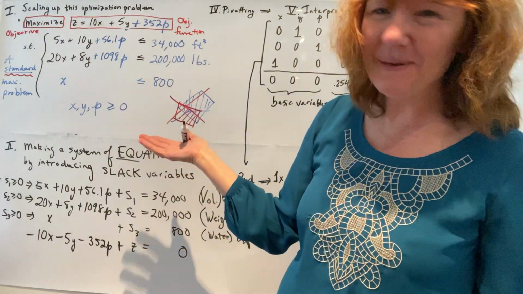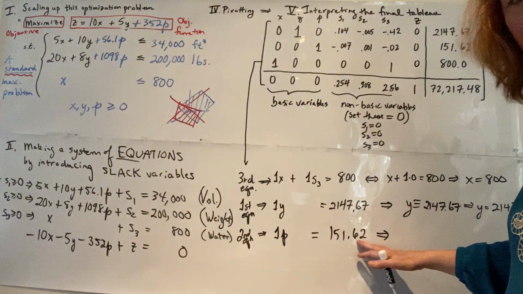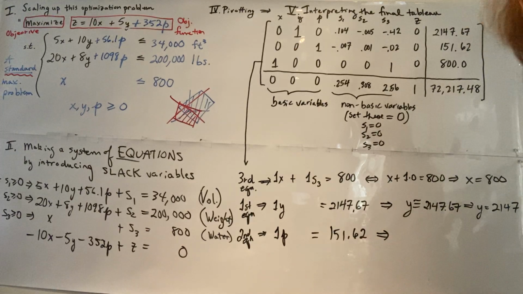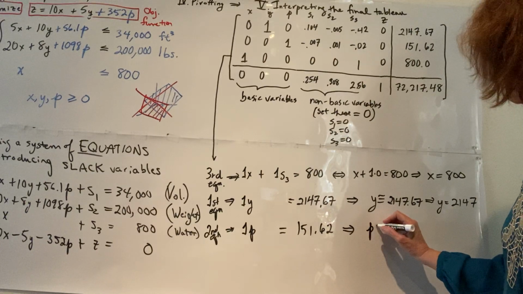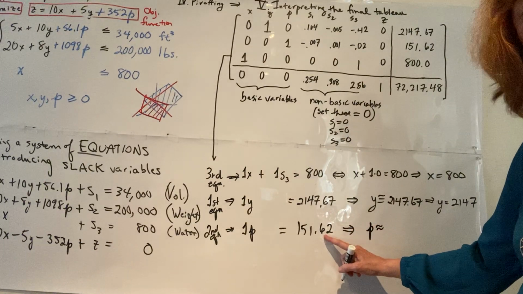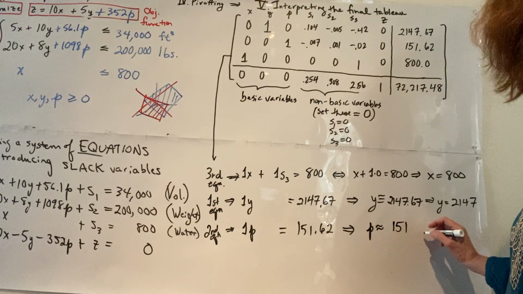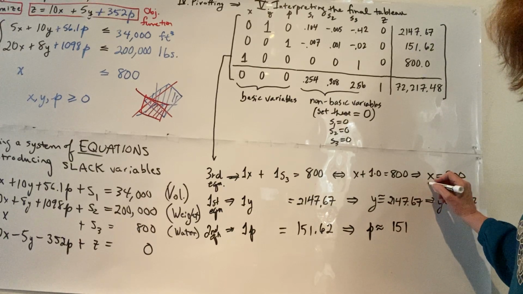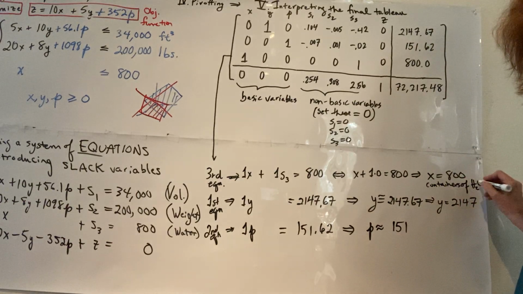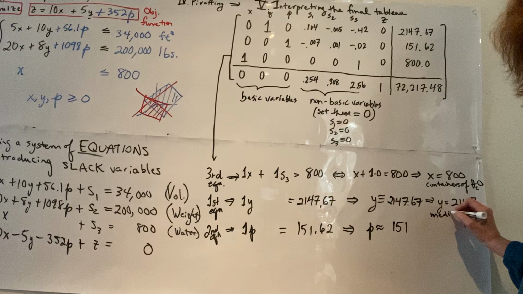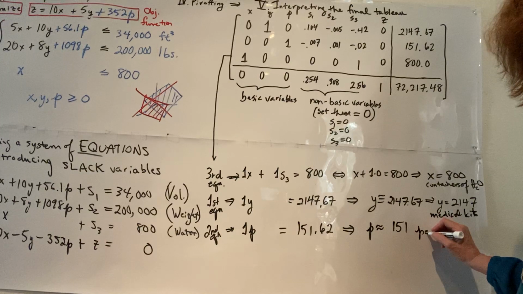What did p represent? P was the number of pallets of food. Sorry about the plumbing noise. P is the number of pallets of food. Can you have 0.62 of a pallet of food? No, but you can have, P is approximately, so again, don't round up, round down, 151, okay, pallets of food. So this was containers of water. This was medical kits. This is pallets of MREs.